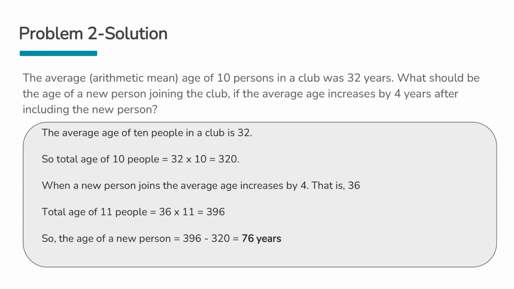Clear? Very simple basic problem on mean, where you either apply the formula that mean is equal to the sum of observations divided by the number of observations, or when you say average is 32, you can always take every person's age as 32 and proceed. Still you will get the same answer. Here? Good. Moving on.